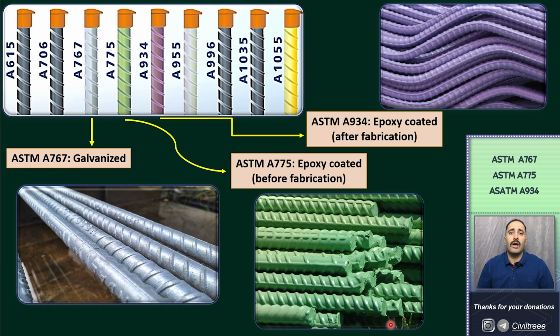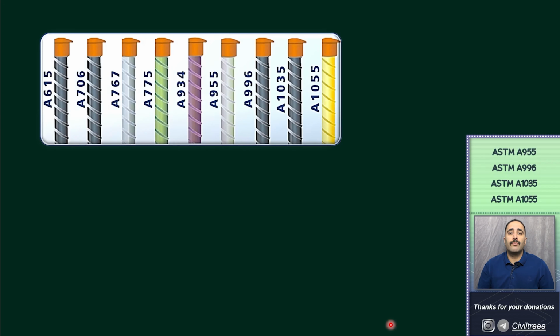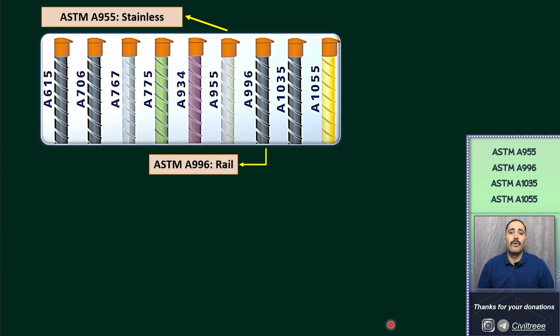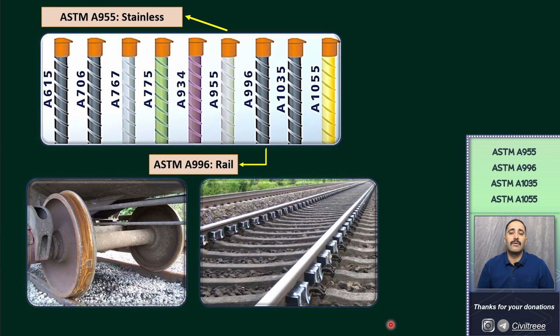ASTM A955 reinforcing bars are made of stainless steel, which provides resistance to corrosion. Certain alloys can be manufactured to be used in applications where controlled magnetic permeability is required, such as in slabs or walls surrounding medical equipment that is sensitive to magnetic items. ASTM A996 reinforcing steel is produced by heating and re-rolling train axles or steel rails into deformed reinforcing bars.